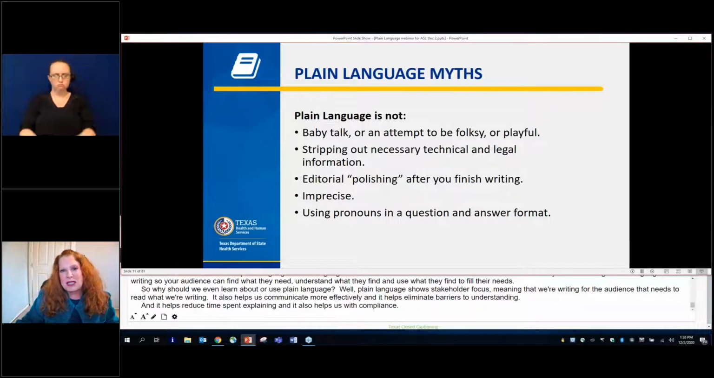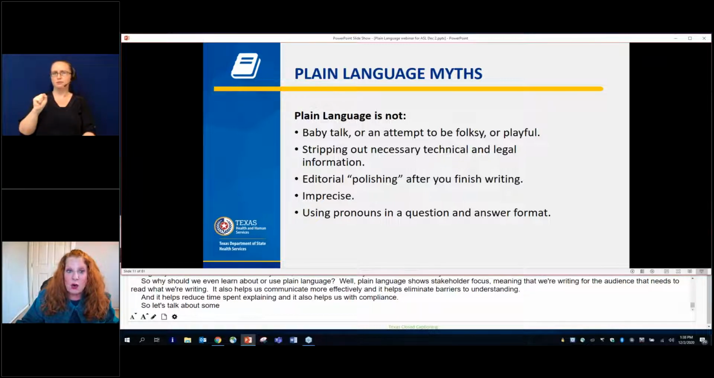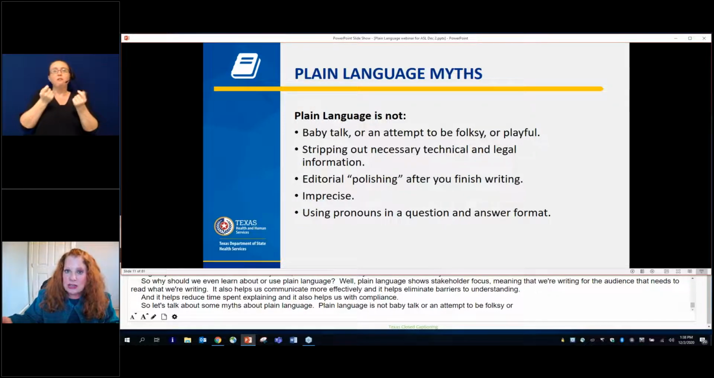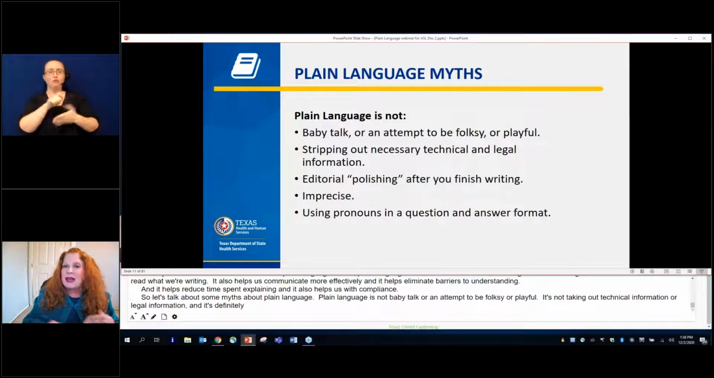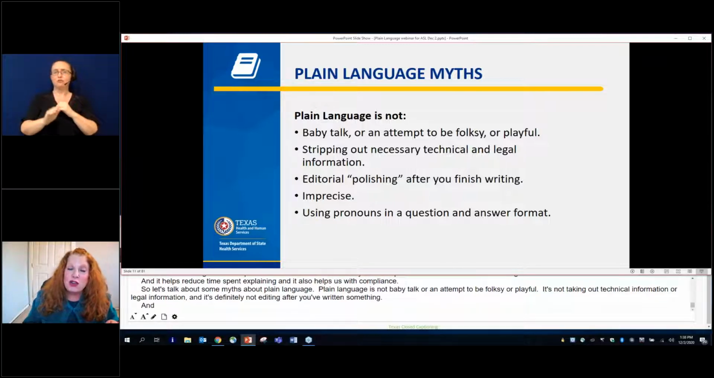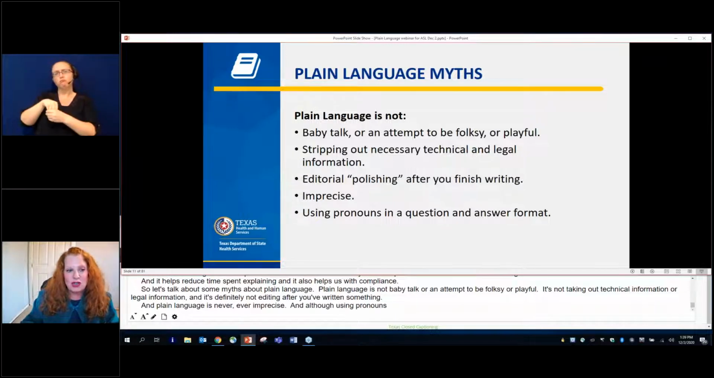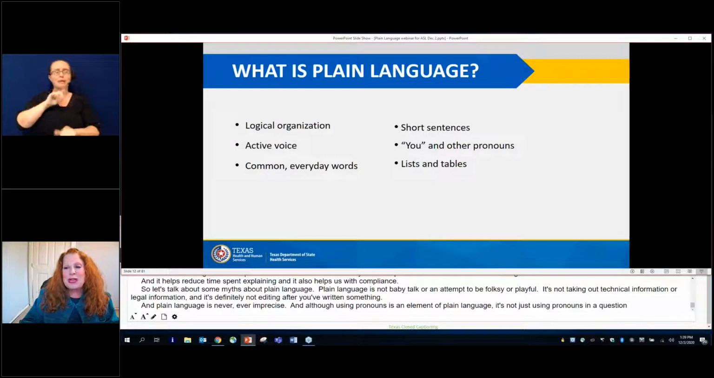So let's talk about some myths about plain language. Well, plain language is not baby talk or an attempt to be folksy or playful. It's not taking out technical information or legal information. And it's definitely not editing after you've written something. And plain language is never, ever imprecise. And although using pronouns is an element of plain language, it's not just using pronouns in a question and answer format.